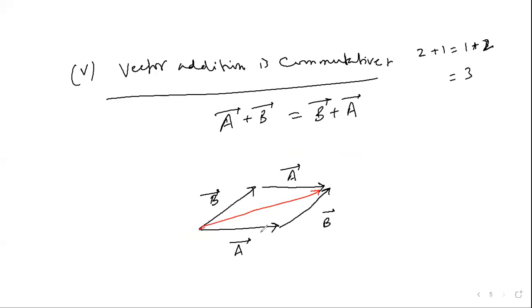Now you see, this is A, and on the tip of A there is B, so this vector is A plus B, right? Now see on this side, I'm placing the tail of A on the tip of B, so this is also B plus A, according to triangle law. So A plus B is same as B plus A. Whether you add B with A or A with B, you are going to get the same result. Vector addition is commutative.